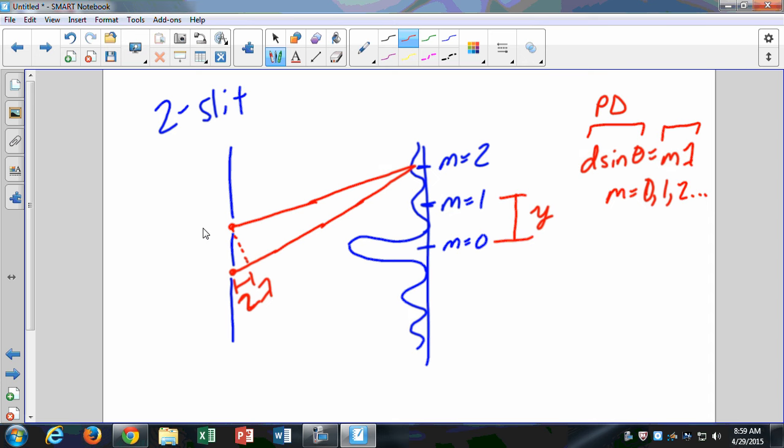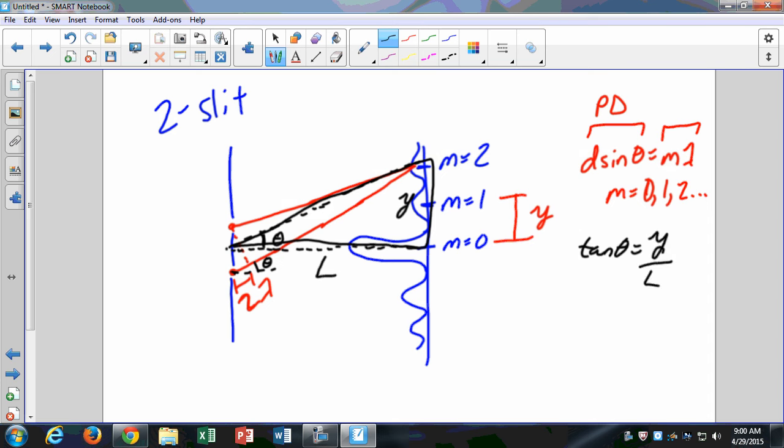Also, if I want to know y, not like why, but the value y, I notice that I have a triangle here. Say I'm finding it to the 2nd order fringe, this angle is theta. That's the same, by the way, as this angle. There's some approximation there, but we assume that angle is theta. This is L, which is usually given, and this is y. So I have a right triangle, and I can say that the tan of theta equals y over L. I can solve that for y.